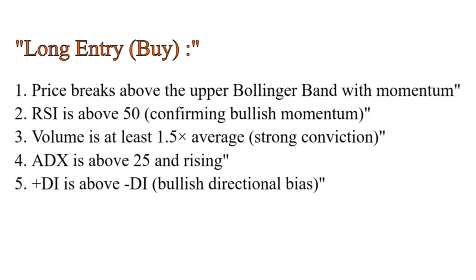Scenario B, trending market, ADX above 25. Trend following. When ADX is above 25, the market has strong directional momentum. We want to follow the trend. Long entry, buy. 1. Price breaks above the upper Bollinger Band with momentum. 2. RSI is above 50, confirming bullish momentum. 3. Volume is at least 1.5 times average, strong conviction. 4. ADX is above 25 and rising. 5. Plus DI is above minus DI, bullish directional bias.